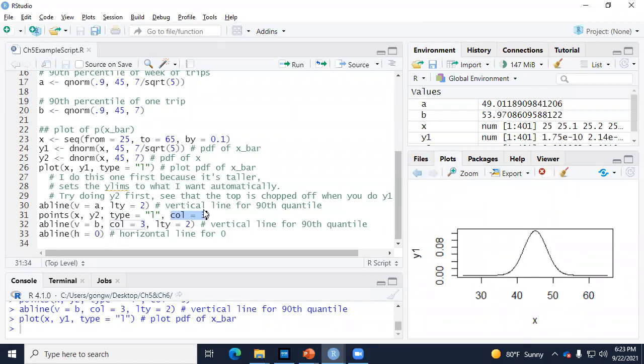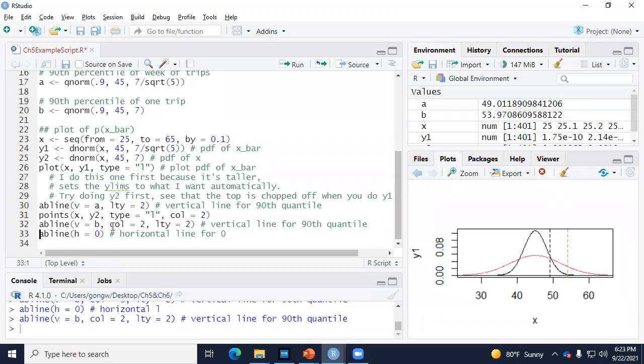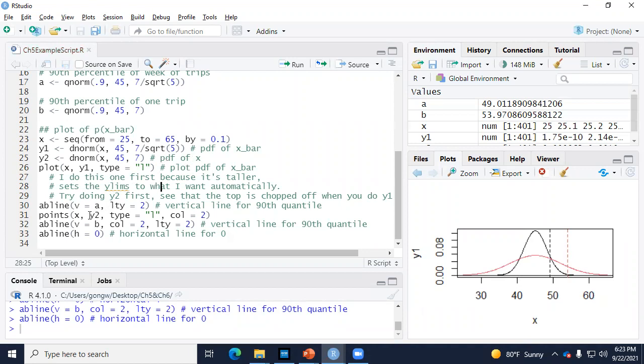The third one represents green, the second one represents red. You can find what color represents what number on Google. If I use color equal to 2, I think it's a red one. Yes, it's a red one. I have this plot here just to reiterate the percentile concept, what this means and how you find its use.